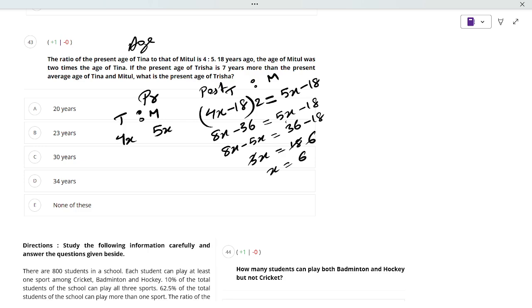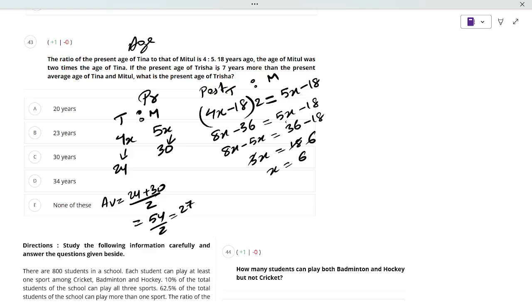Now we know the present age, the exact age of Dina. 6 4 times will give us 24, because the value of x is 6. 6 5 times is 30. Now if the present age of Drisha is 7 years more than the present average age of Dina and Mitul, again they are asking us to find the average of Dina and Mitul. So average will be Dina is 24 years, Mitul is 30 years, divided by 2. Then this will give us 54 by 2, which is nothing but 27.